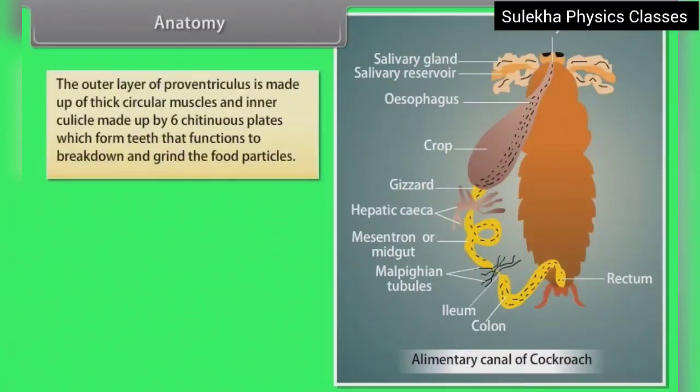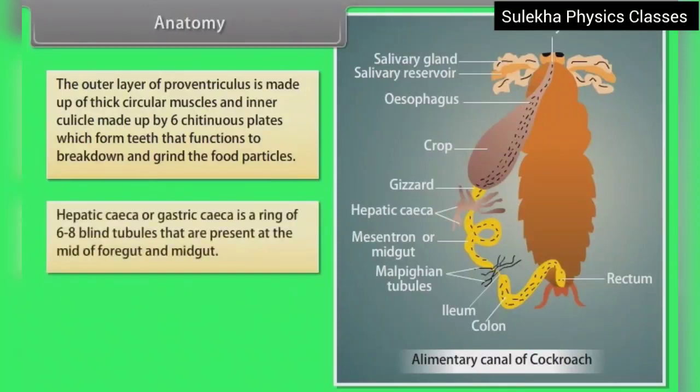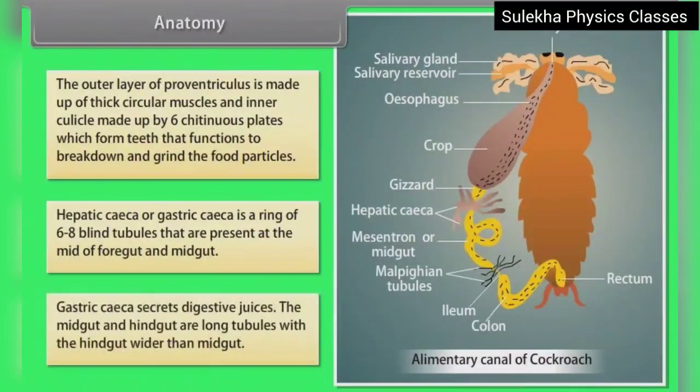The outer layer of the proventriculus is made up of thick circular muscles and an inner cuticle made up of 6 chitinous plates, which form teeth that function to break down and grind the food particles. The hepatic caeca or gastric caeca is a ring of 6 to 8 blind tubules present at the junction of the foregut and midgut. The gastric caeca secrete digestive juices.